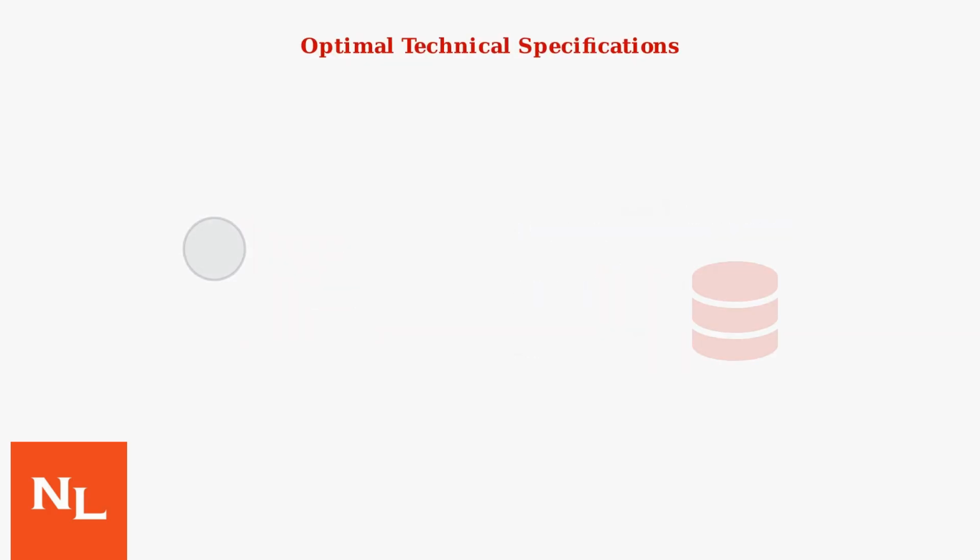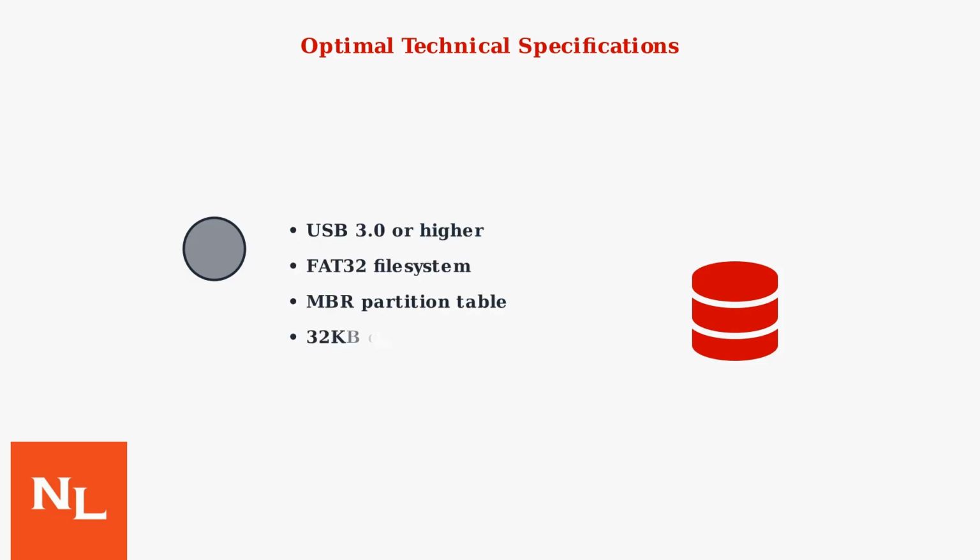For optimal performance and compatibility, use USB 3.0 or higher devices formatted as FAT32 with a master boot record partition table and 32 kilobyte cluster size. Note that FAT32 has a maximum file size limit of 4 gigabytes, which is important for long video recordings.